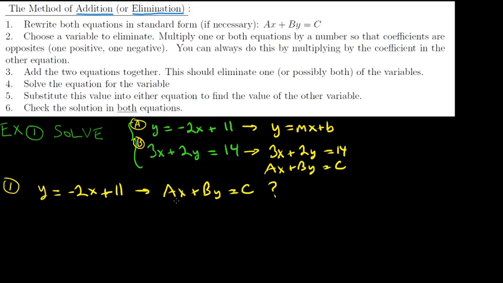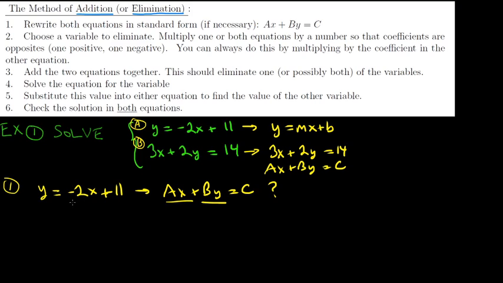Right, so notice that in this form, the x and the y are on the same side of the equation. In this form, the y is on the left and the x is on the right. So what we really need to do is bring the x over to the left side. How do we do that? Well, use the golden rule of equations: whatever you do to one side of the equation, you have to do the same thing to the other side.